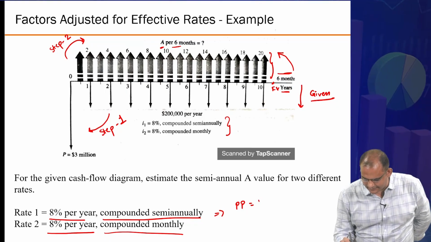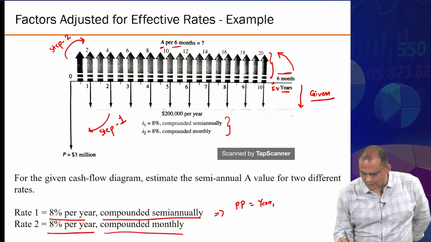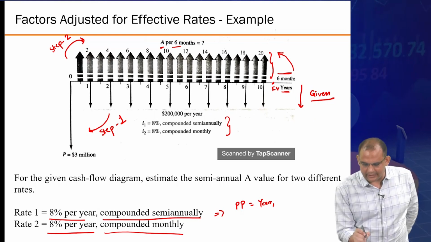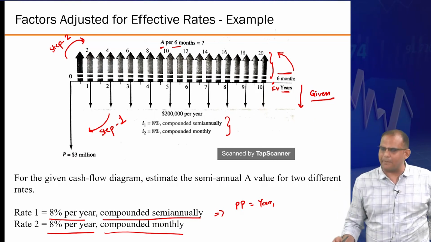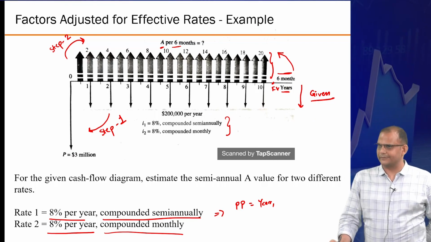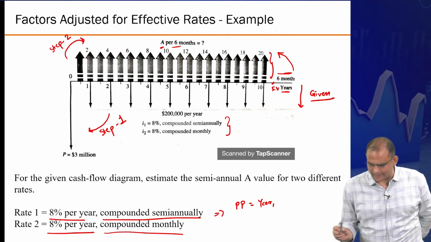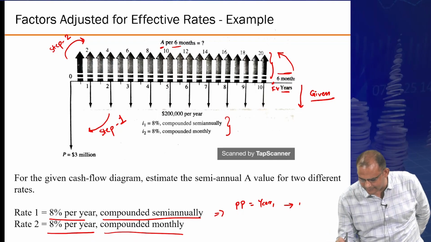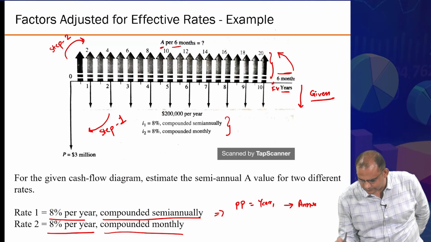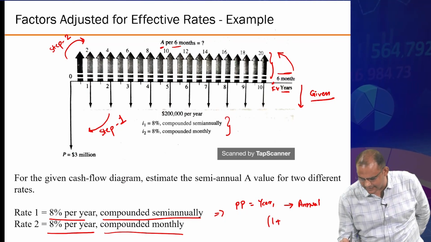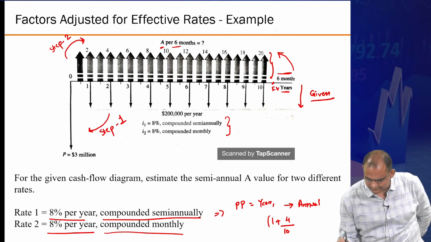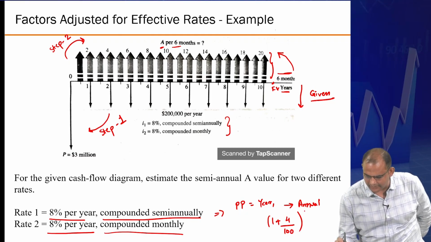Annual basis, right? It's a year. And the rate that has been given to me is compounded semi-annually. So, I need to convert that rate to what? Annual basis. What is that rate on an annual basis? Formula is 1 plus, number.